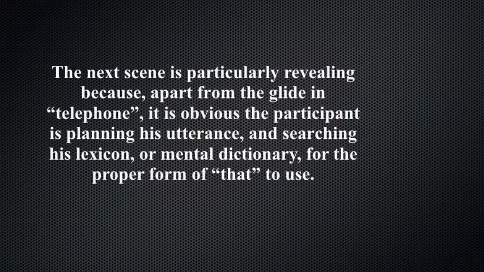The next scene is particularly revealing because apart from the glide and telephone, it is obvious the participant is planning his utterance and searching his lexicon or mental dictionary for the proper form of that to use.